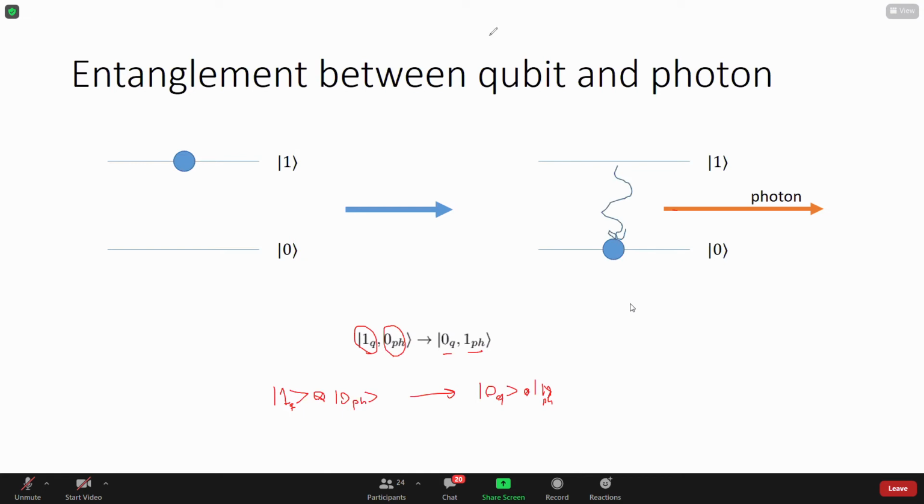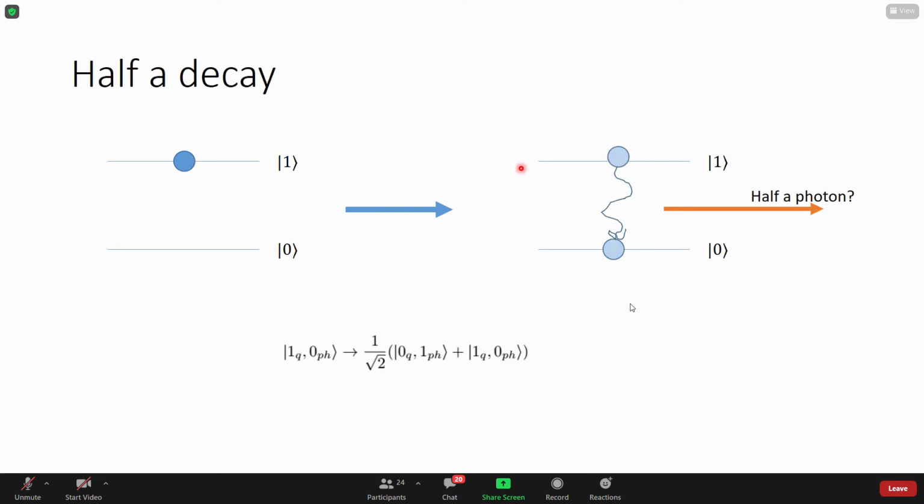But here's the fun thing that we can do now. We can do this, but we can actually do it halfway. So instead of going from 0 to 1, you go halfway there. So your qubit state would now be an equal superposition of the 1 and the 0 state: 1 over square root of 2, 0 plus 1.